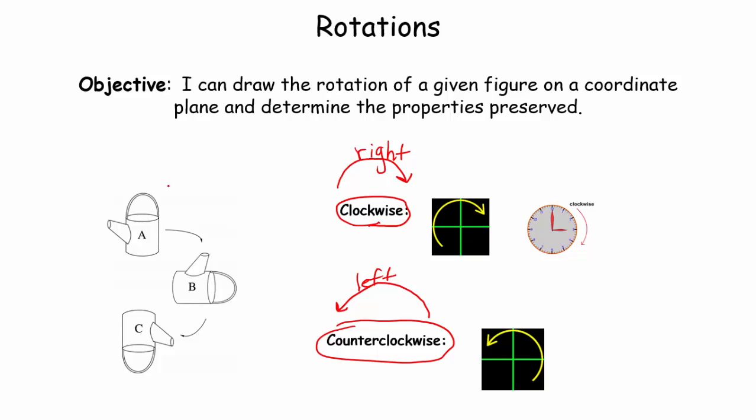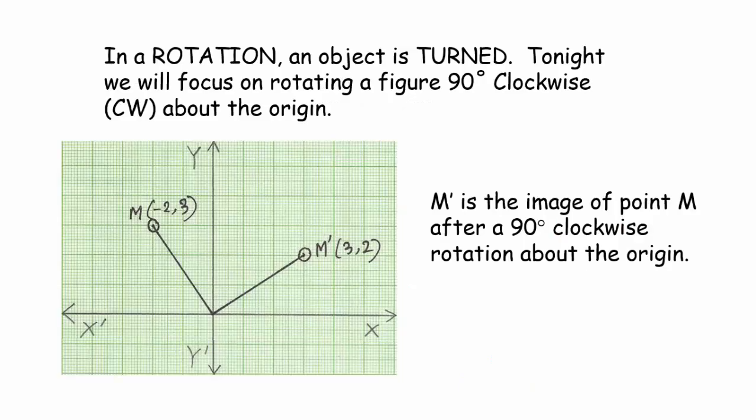So let's take a look at this little diagram over here. I have a watering can, and it starts here at A, moves to B, and then moves to C. What direction are we going to? We're going to the right, which means it's a clockwise rotation, and that's what we're going to be talking about this evening. In a rotation, an object is turned, and that's what we mentioned. Tonight we're going to focus on rotating a figure 90 degrees clockwise about the origin.